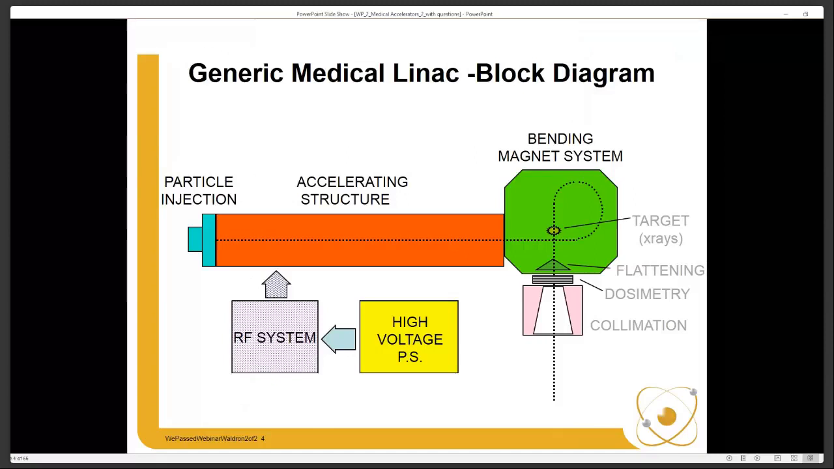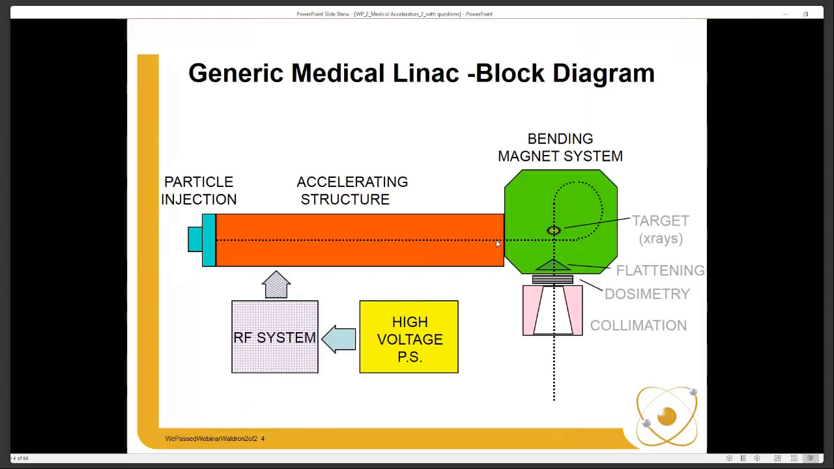Looking at the last lecture, we covered the items that are bright in this slide. And of course, here's my generic medical Linac. Most medical Linacs contain each of the items shown in this cartoon. Particle injection, electrons in our case. We have an accelerating structure where the electrons are accelerated. Our accelerating potential is microwaves or electromagnetic waves, which we're getting from our RF, radio frequency, system. This, in turn, is powered by a specialized high-voltage power supply, often called the modulator.